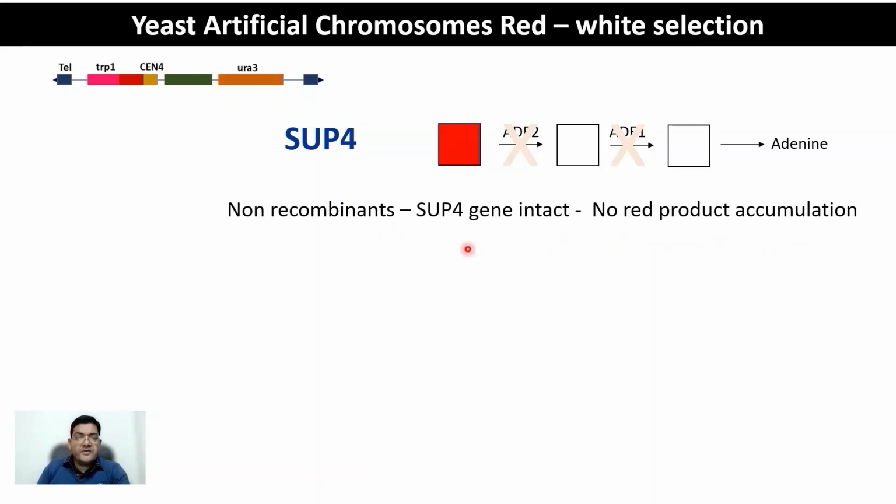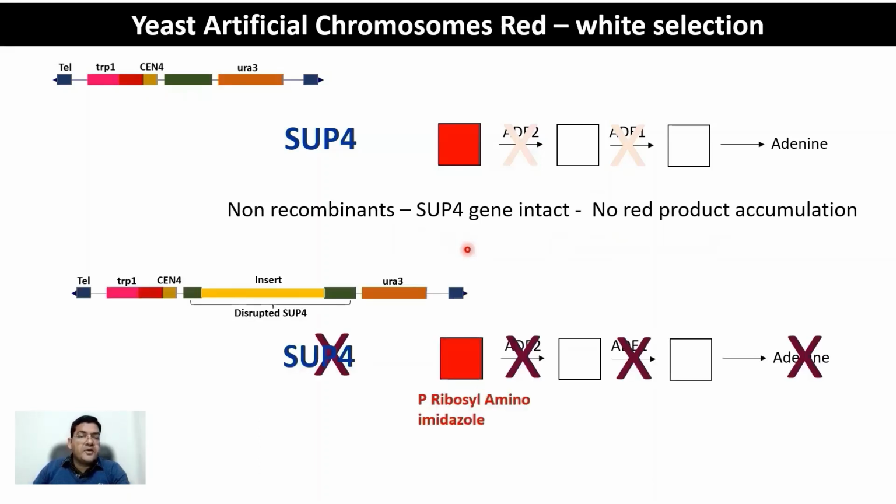In contrast, if you look at the yeast artificial chromosome that is truly recombinant, so here you are, in which case your SOP4 gene is disrupted, there is no SOP4 gene product. Because there is no SOP4 gene product, there is no adenine formation, which means there is accumulation of p-ribosyl aminoimidazole, which is red in color, giving you red colored yeast cells.